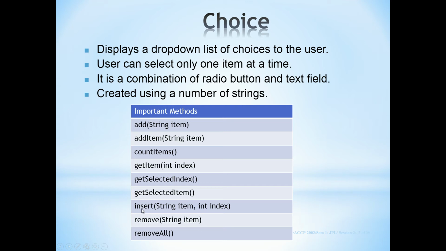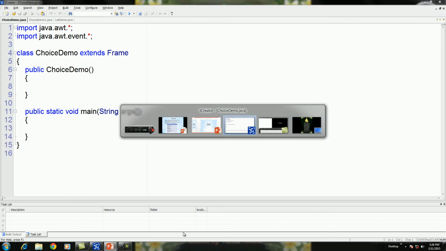You can also have an insert method. You can insert a new item at a specified index, as well as you can remove items one by one, or if you want to clear all the list, then the remove all method is also available. Let us see an example of all these methods.